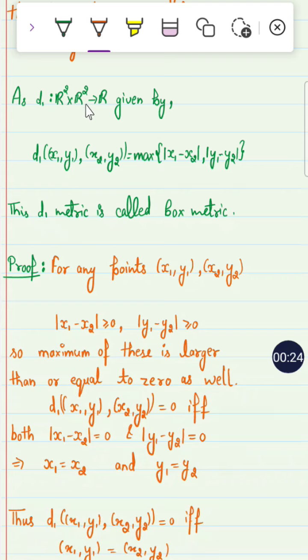If you have this type of box topology, box means the product of the x-axis and y-axis. If you take this, it gives you a single line, then it is called a box. If this type of thing is defined, then it is called a box metric, right? And it is defined only by taking the maximum of this. Okay, now we have to prove whether it is a metric or not.